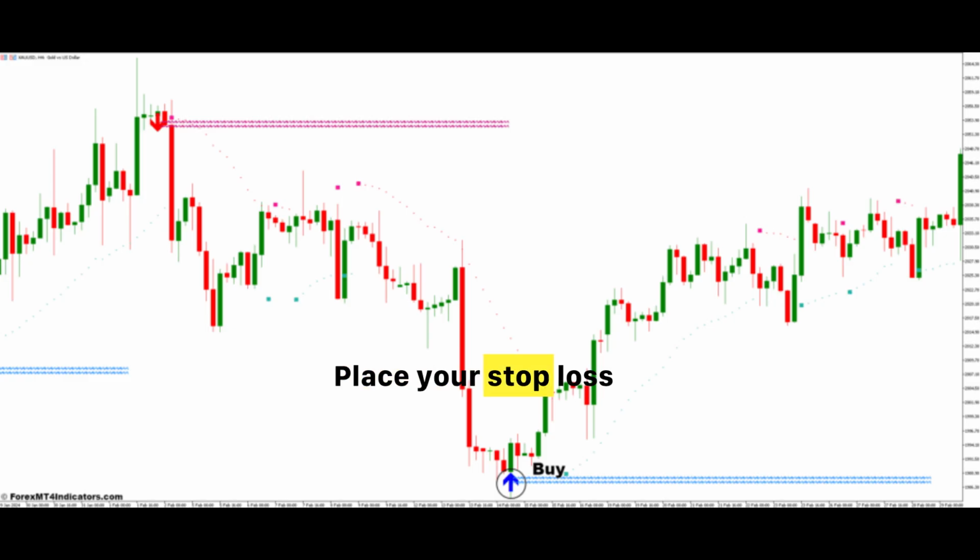buy. Place your stop loss below the recent swing low or just under the reversal zone for safety. For take profit, target the next resistance level or trail your stop as price climbs.